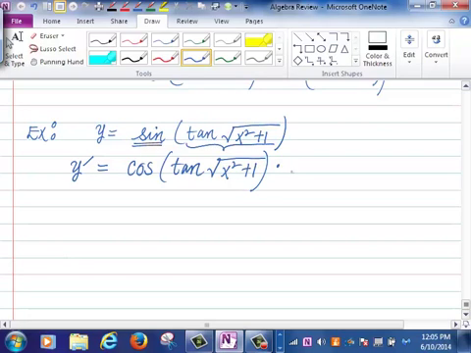Derivative of tangent is secant squared, so you get secant squared evaluated at root of x squared plus 1, and then multiply that by the derivative of the root of x squared plus 1. What's the derivative of the root of x squared plus 1? Root of x squared plus 1 is the same as x squared plus 1 to the half, right? So what's the derivative? Half times x squared plus 1 to the negative half, and then multiply by 2x.